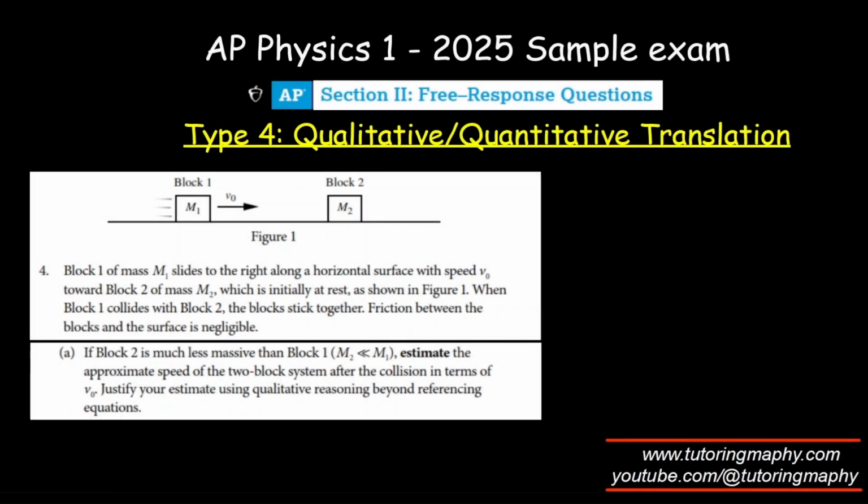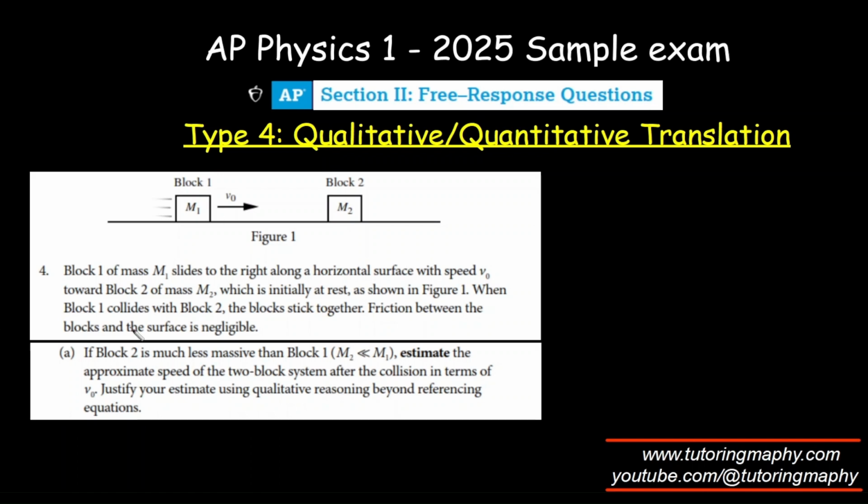Right, this type of FRQ is qualitative or quantitative translation. There's a block 1 of mass m1 that slides to the right along a horizontal surface with a speed v0 towards block 2 of mass m2, which is initially at rest. When block 1 collides with block 2, they stick together, and the friction between the blocks and the surface is negligible. If block 2 is much less massive than block 1, estimate the approximate speed of the two block system after the collision in terms of v0. Justify your estimate using qualitative reasoning beyond referencing equations.